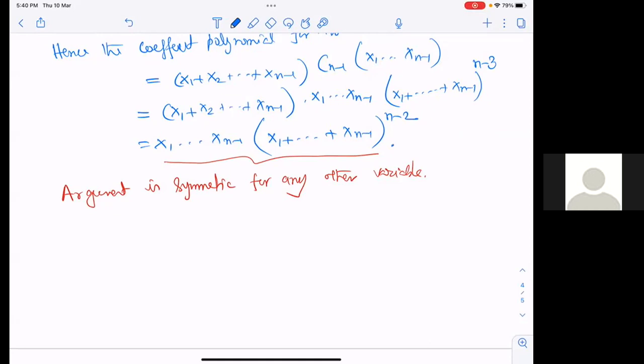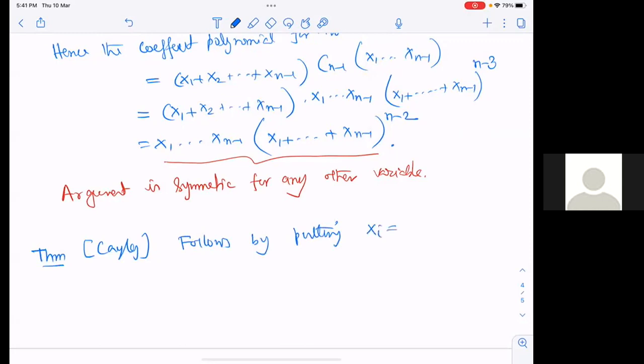Okay, so now the theorem follows by putting xi equal to 1. So C(1, 1, 1) equal to each monomial will give you 1, and here x1, x2, up to xn, the product is 1, and 1 plus 1 plus 1 will give n, so n power n minus 2.